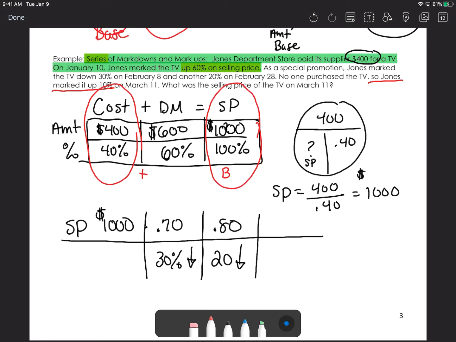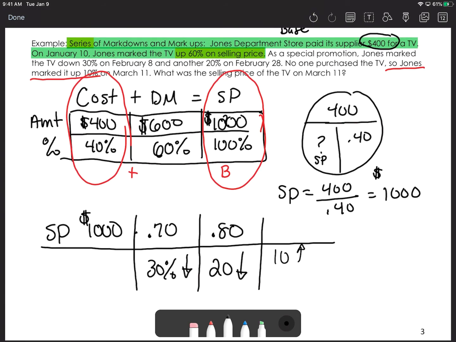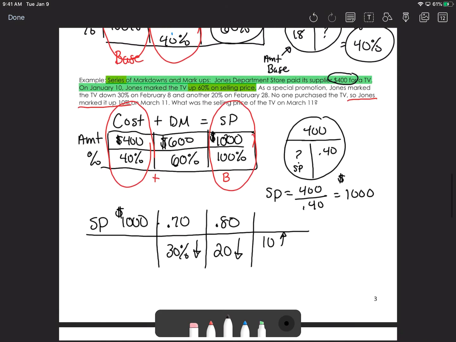Now, if you mark it up 10%, instead of subtracting from 100 like I did here, right? For this one, I did 100 minus 30% to get 70% because it's a markdown. This one I did 100 minus 20%, which is 80%, which is a markdown. Because this is a markup, I'm going to do 100 plus 10, which is 110%, which as a decimal is 1.10.